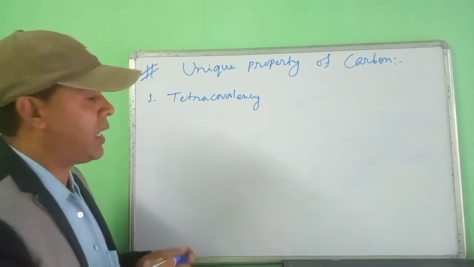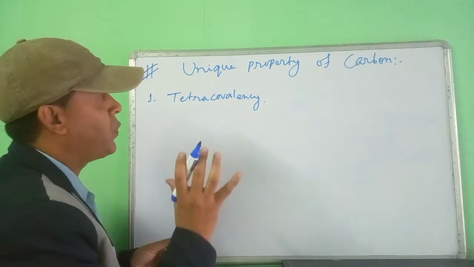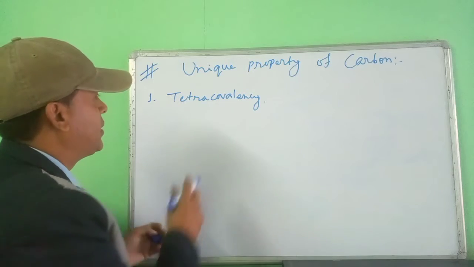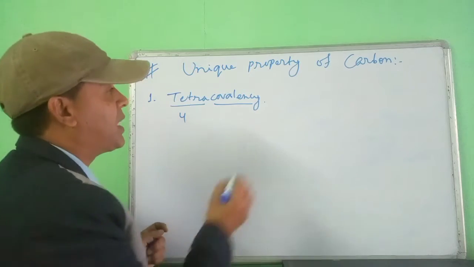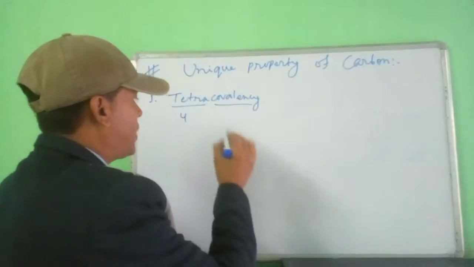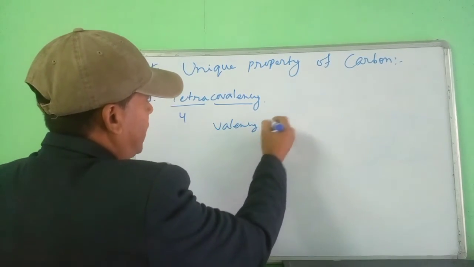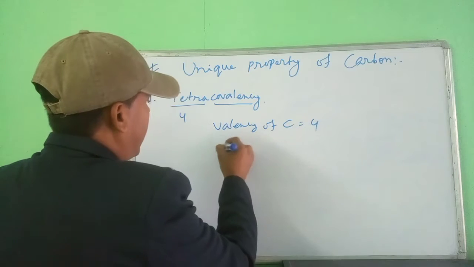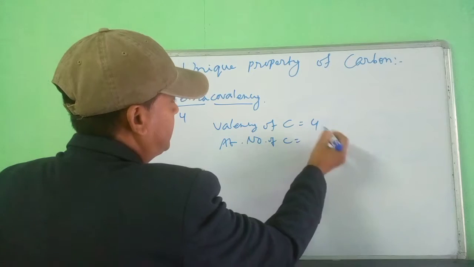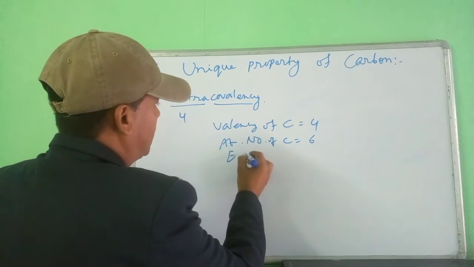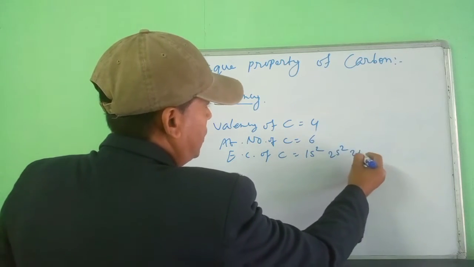So what is tetracovalency? In the case of carbon, the valency is 4, the combining capacity is 4. Tetra means 4 and covalency means making a covalent bond, and the valency is 4. So we can write the valency of carbon is 4, the atomic number of carbon is 6, and the electronic configuration of carbon is 1s2, 2s2 and 2p2.